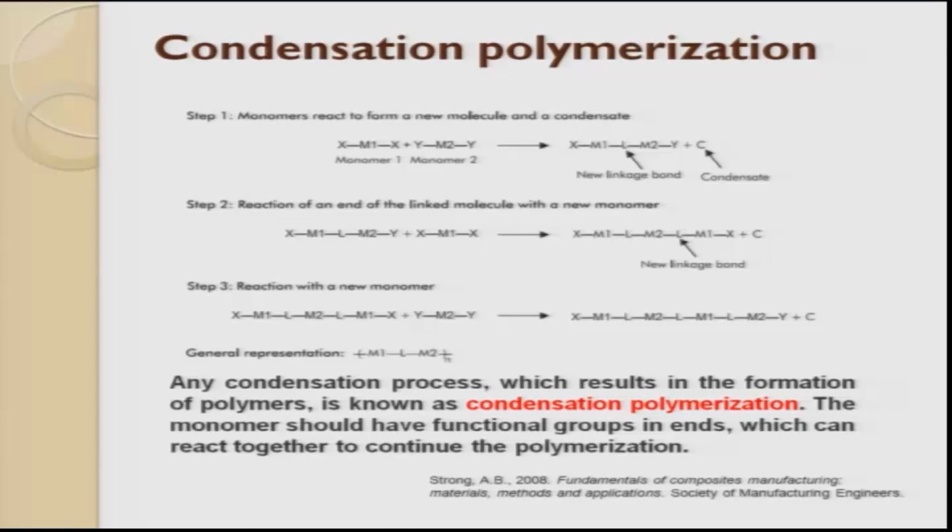The next mechanism is condensation polymerization. In condensation polymerization, what happens? The monomer reacts to form a new molecule and a condensate. The condensate is predominantly nothing but water. So you have a monomer joining with another monomer. When these monomers join together and form a link, they also form a condensate. The reaction of an end of the link molecule with a new monomer happens, and this reaction with new monomers keeps continuing, and finally it forms a chain. Any condensation process which results in the formation of a polymer is called a condensation polymer. The monomer should have functional groups at the ends which can react together to continue the polymerization. So, these are the two predominant mechanisms of polymerization by which a mer is converted into a polymer.